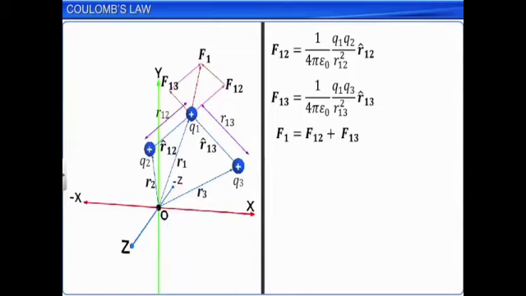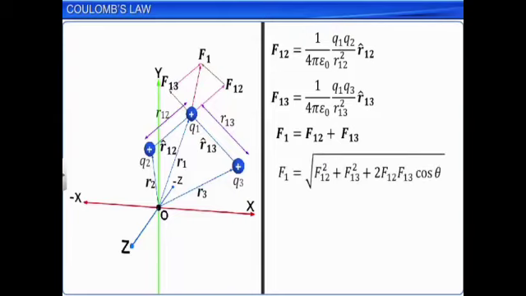The magnitude of F1 will be equal to root over F12 square plus F13 square plus 2 F12 F13 cos theta, where theta is the angle between F12 and F13. By knowing the values of the parameters involved, the net force F1 on Q1 can be calculated.